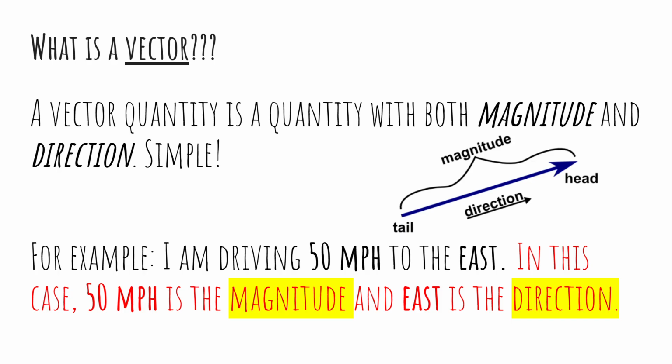And we have an arrow here. It shows how long the arrow is, so that's a magnitude, and it's pointing in the northeast direction. And since it has magnitude and direction, this is also a vector.